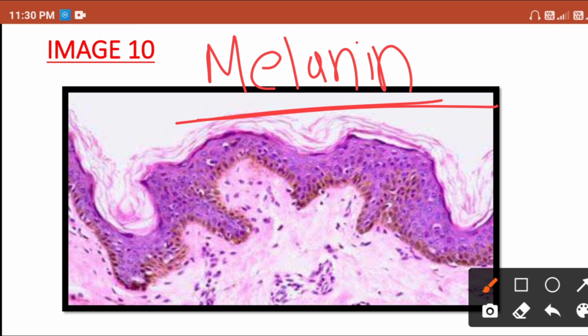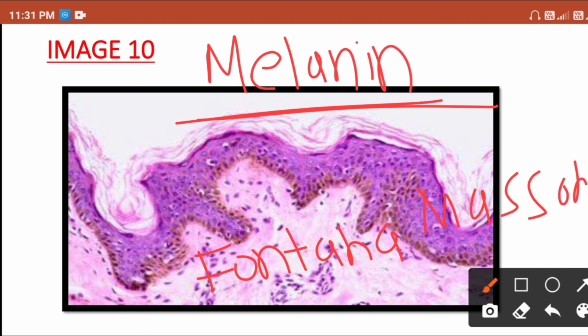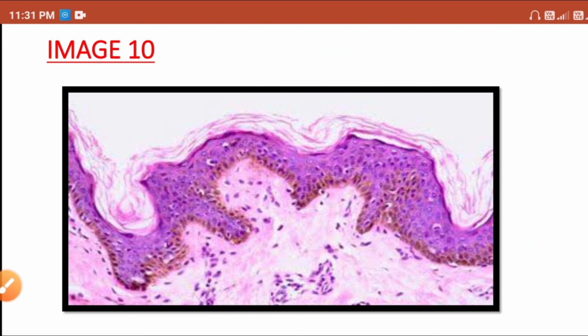And if you have doubt in identifying the melanin pigment, then you can do one special stain, that is the Fontana Masson stain. That special stain can be applied, in which melanin will be stained black. So this is the diagram showing you the melanin pigment.